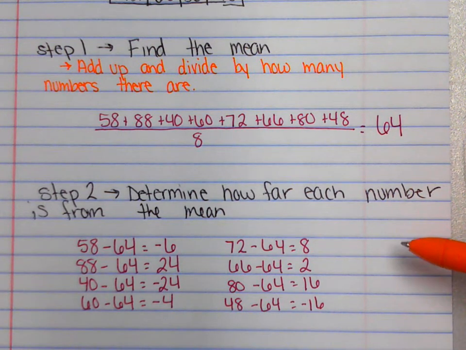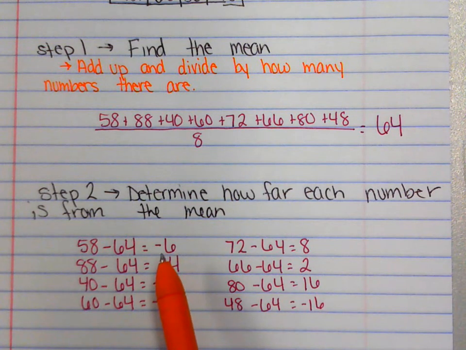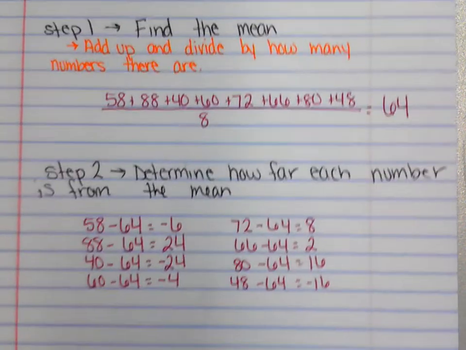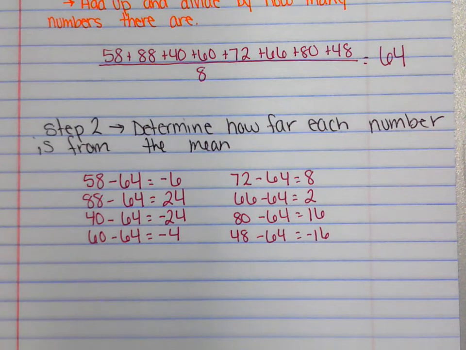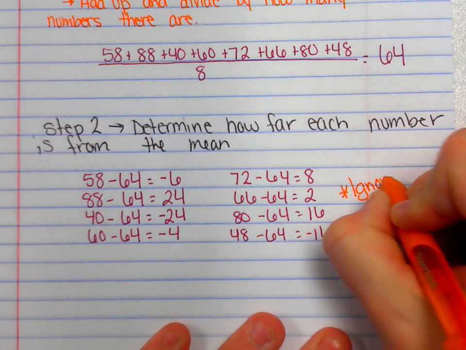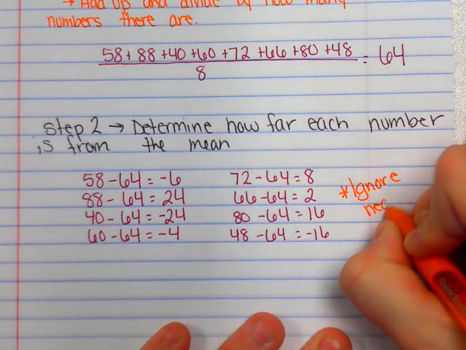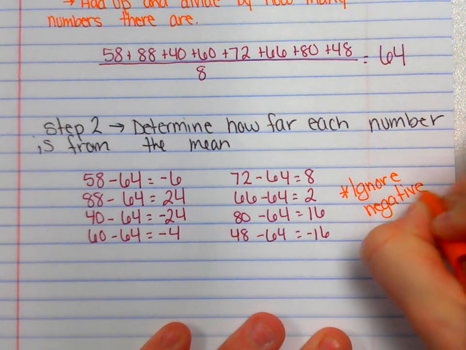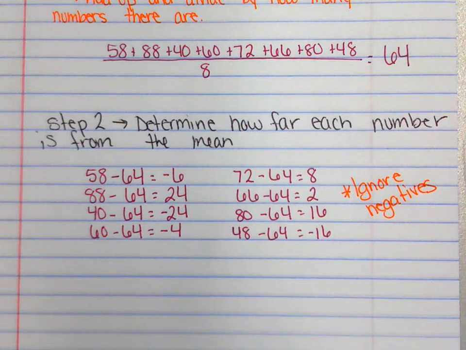Now, since we're talking about distance and how far the number is, you can't have a negative distance. So we're just going to ignore all of our negatives. And we're going to say 58 is 6 units away from 64. Just ignore the negatives. And that's it for step two. Well, actually, let's write a note. Ignore negatives. Hopefully that'll help you remember. And now we're ready for step three.